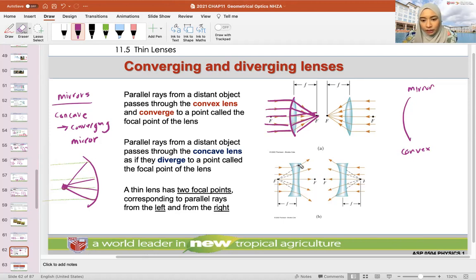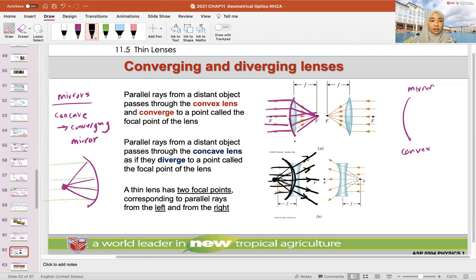So for a concave lens, it is supposed to diverge, right? So your rays start like this and please follow the first boundary that you encounter, ataupun the light encounters. So it is supposed to converge belakang lens kan? But of course, lens does not reflect. So what happens is that it will diverge the passing light. And it is as if it comes from the focal point. Okay. So again, yang ni ikut follow the boundary that it passes.